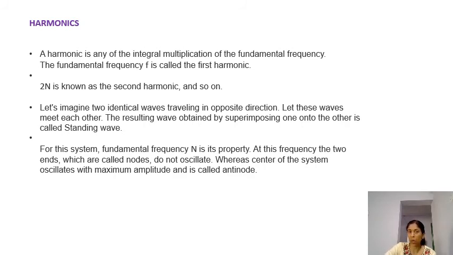Let us imagine two identical waves traveling in opposite directions, and let these waves meet each other. That is, the incident wave travels in one direction and the reflected wave travels in the opposite direction. These two waves meet each other, and the resulting wave is obtained by superimposing one onto the other. It is called the standing wave or stationary wave.